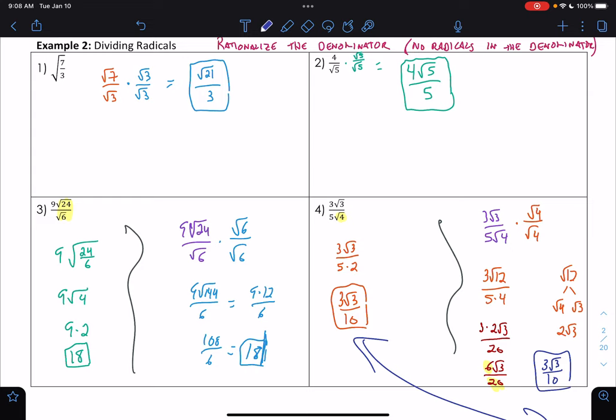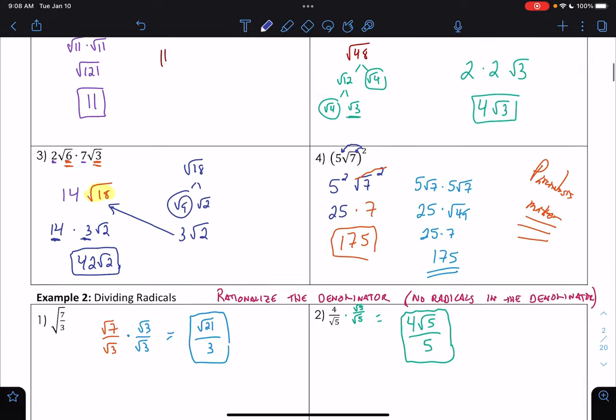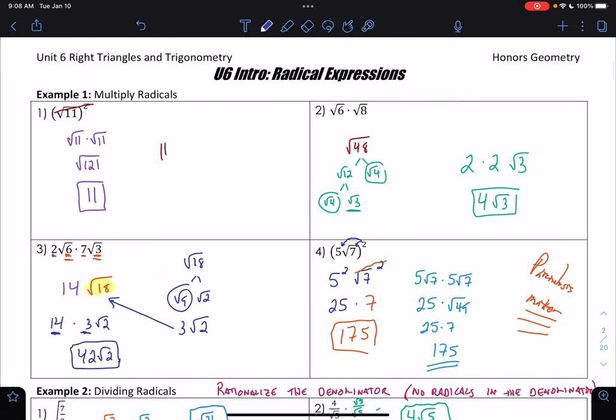Okay, but this is just giving you an overview on both dividing and multiplying radicals so that you can practice to make sure you're ready for this unit.